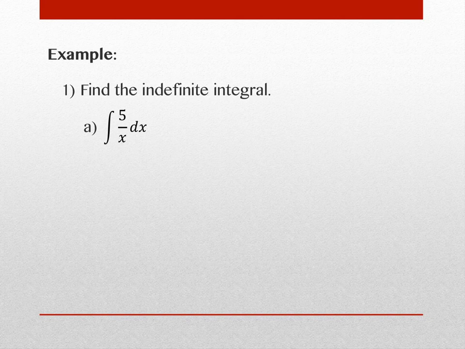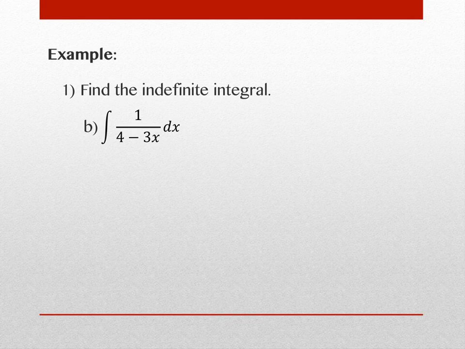So we're going to find the indefinite integral, or the antiderivative, of the integral of 5 over x. So 5 is a constant multiplier. What's the antiderivative of the 1 over x part? Okay, so it's the natural log of the absolute value of x, and then plus c. Yes. Thank you. Okay, is everybody good with that? Fine. Okay, let's try another one.